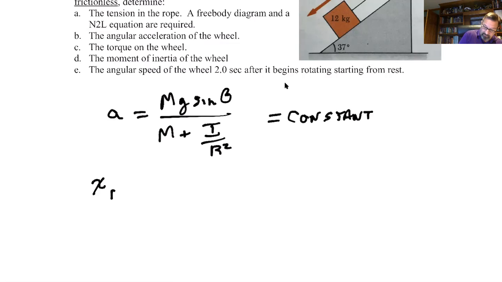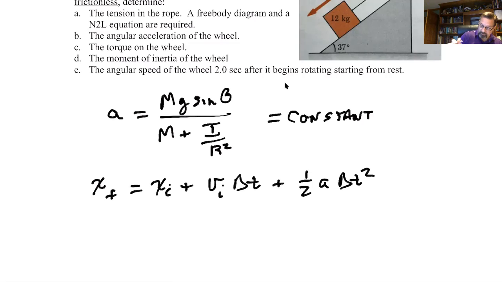So I could go x final is equal to x initial plus the initial velocity times the time interval plus 1/2 the acceleration times the time interval squared. Now, the problem implied that this thing starts from rest. And I can choose to put the origin right where the round object starts, right at the very beginning. So that makes my life a little easier.